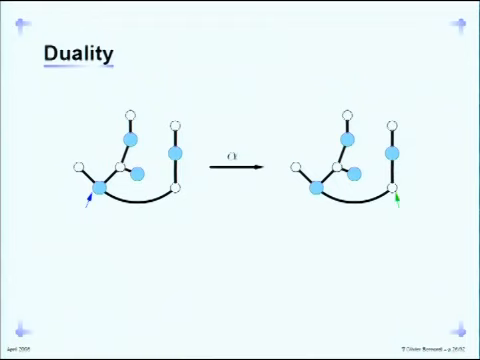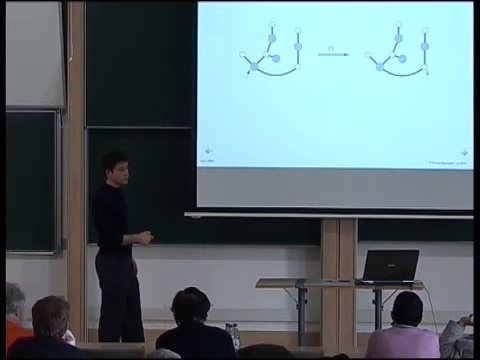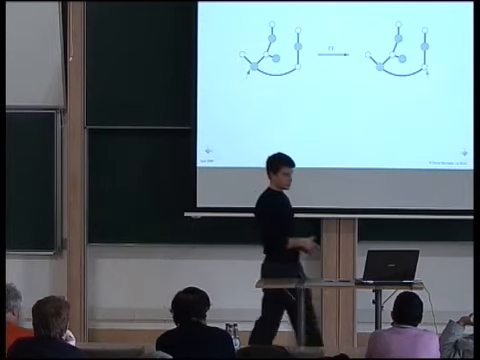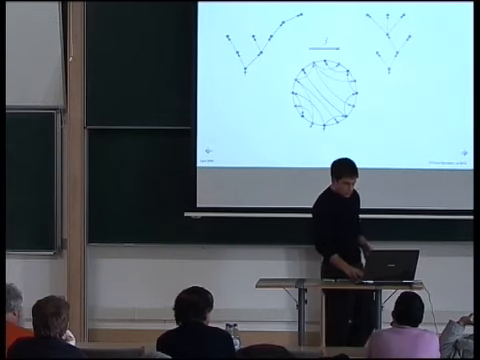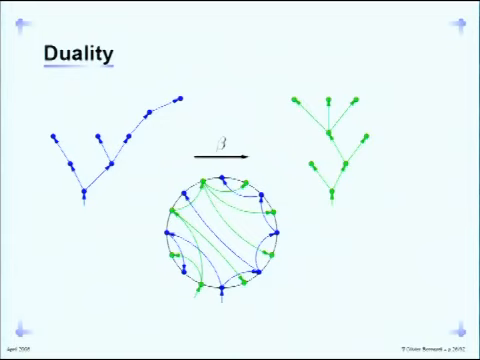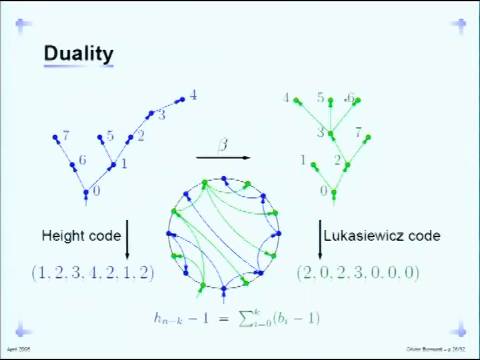Alpha is just this. I just keep my mobile. As I said, the mobile does not change, just the routing is changed. So it exchanges blue and white vertices. And for trees, there is a way of describing this map, but it's the dual tree. And there is a description of this dual tree in terms of exchanging the height code with the Lukasiewicz code that I will not enter, but it's a nice involution on trees.